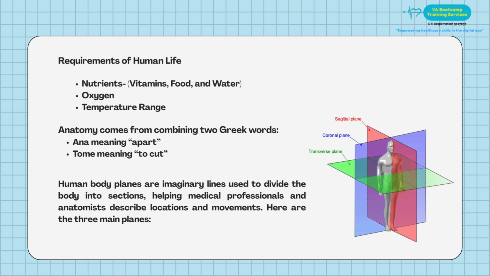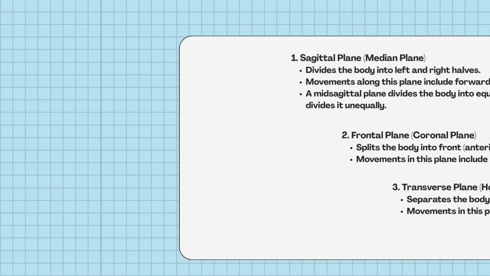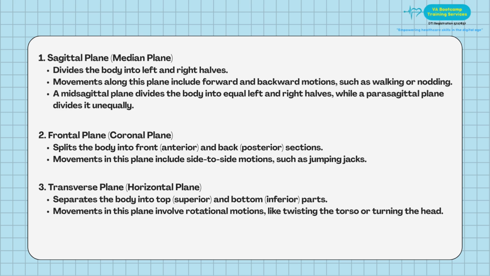Human body planes are imaginary lines used to divide the body into sections, helping medical professionals and anatomists describe locations and movements. Here are the three main planes. 1. Sagittal plane or median plane divides the body into left and right halves. Movements along this plane include forward and backward motions, such as walking or nodding. A mid-sagittal plane divides the body into equal left and right halves, while a parasagittal plane divides it unequally.